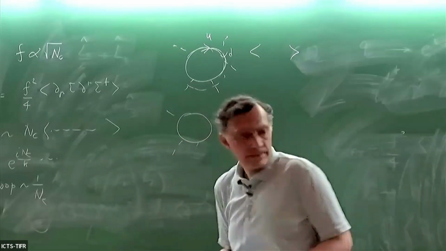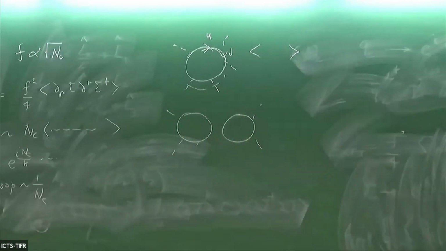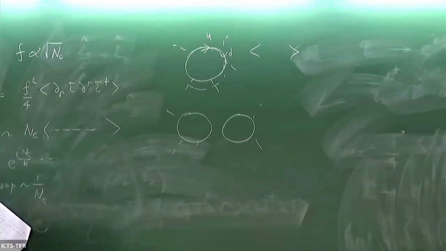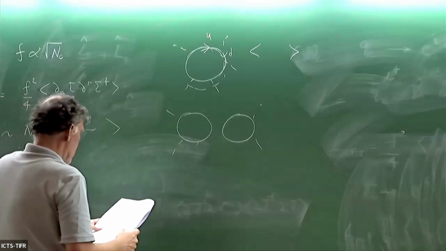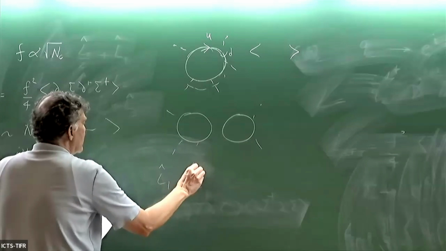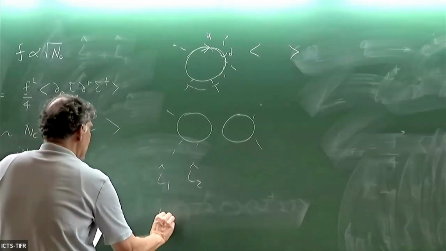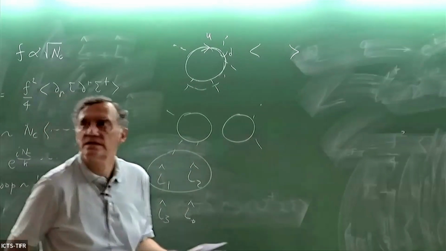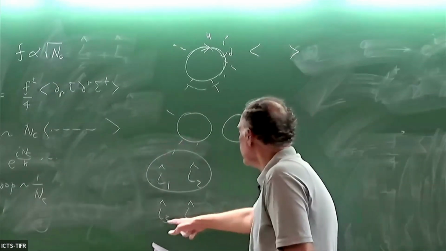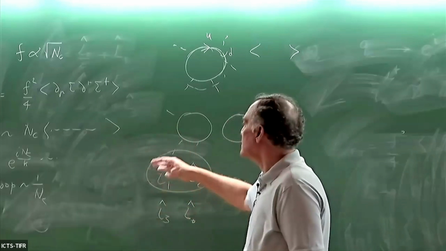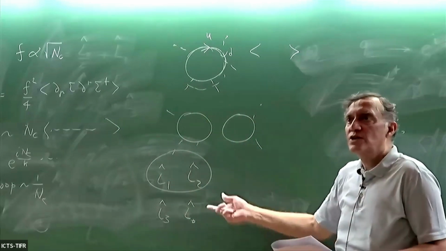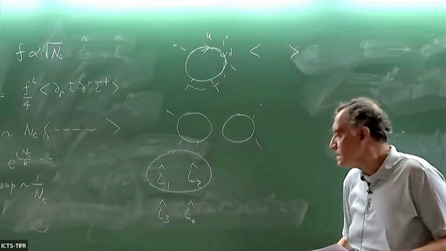So the single trace operator has an NC there, and the double trace operators have NC suppressions. L1 hat and L2 hat are double trace, and L3 hat and L0 hat are single trace. So you would expect these to be down by 1 over NC. You have to put that counting in, and then these are order NC, and you can work it out and get this 1 over N expansion. So every loop will bring you 1 over N color. But you need to make sure your coefficients are consistent with the QCD large N counting.